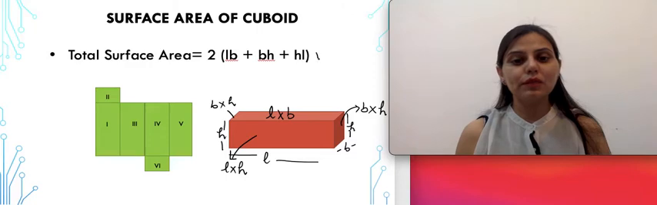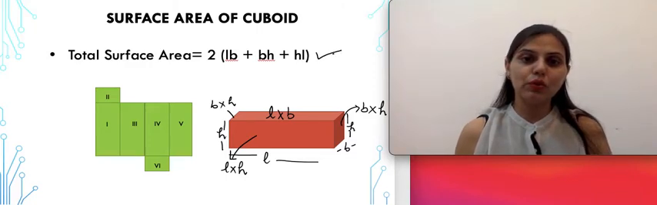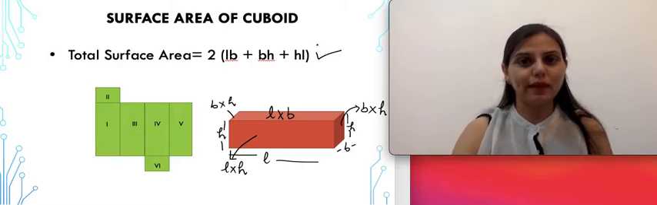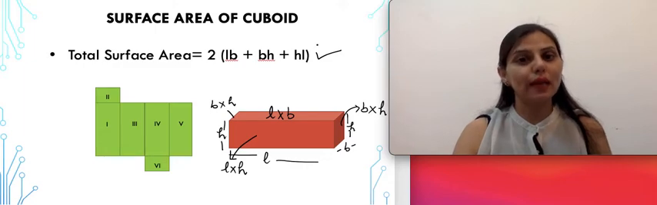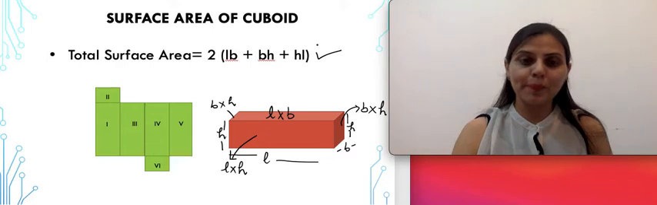So when you combine the areas of all the 6 faces and add them all together, this is the formula that you are going to get. The total surface area of a cuboid is given by 2 multiplied by the product of length and breadth plus the product of breadth and height plus the product of height and length. This formula is going to be used again and again while you are solving the questions for exercise 11.3.